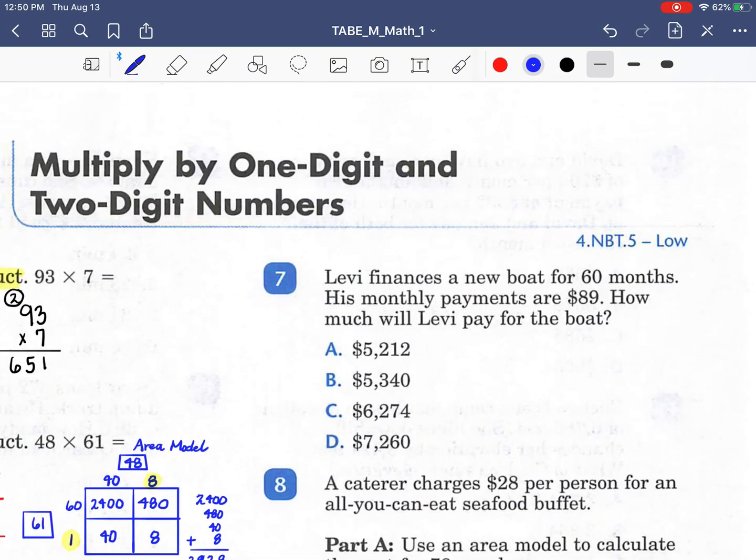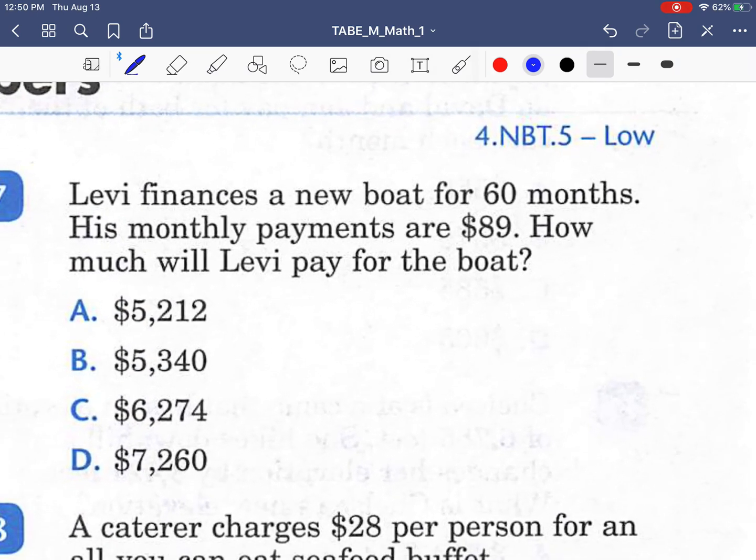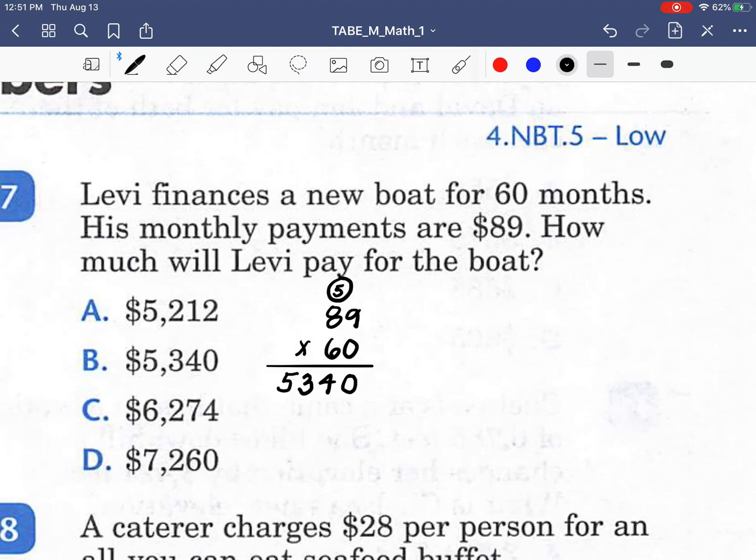Okay, number 7. Levi finances a new boat for 60 months. His monthly payments are $89. How much will Levi pay for the boat? So we're going to say 89 times 60. And I'm going to bring that 0 down and then start multiplying. 6 nines are 54. 6 eights are 48 plus 5. So I believe the answer to number 7 is B.